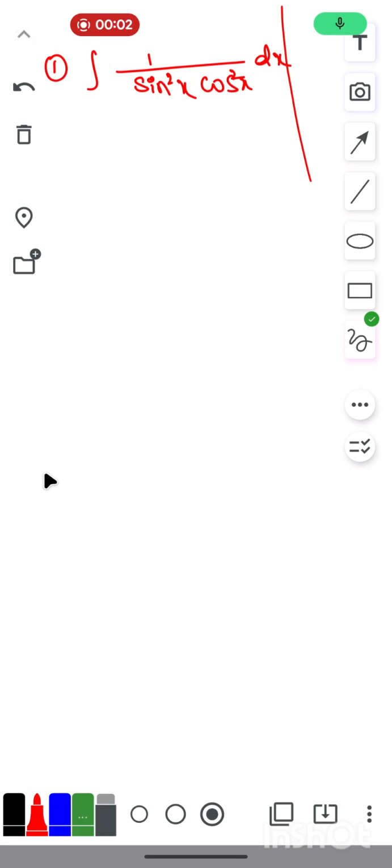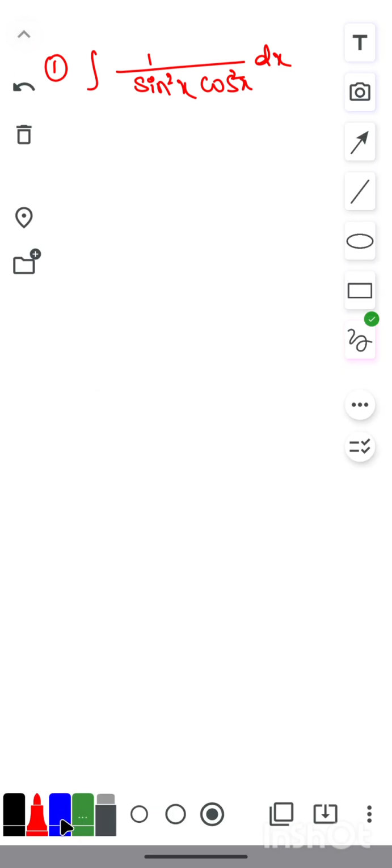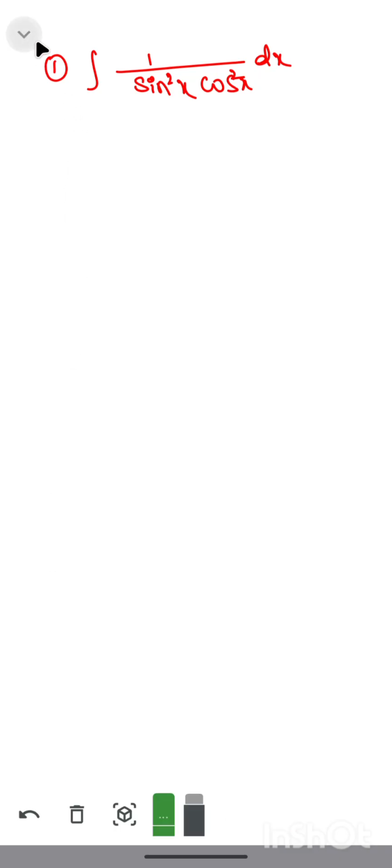Today we are solving 10 questions on integration using trigonometric identities. In that, the first question is integration of 1 divided by sine square x into cos square x. This is an easy question actually. We need to find the integral of the given function.